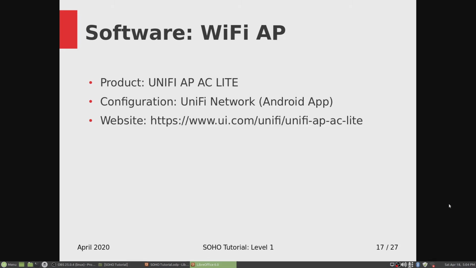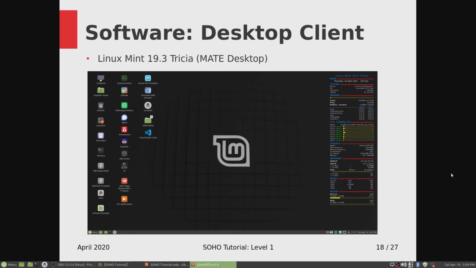And on the Wi-Fi access point, the Unify access point, the configuration utility is an Android app. It's called Unify Network, and this is the website link for this product. And this is a screenshot of my desktop that I'm going to use. It's a Linux Mint 19.3 Tricia Mate desktop.